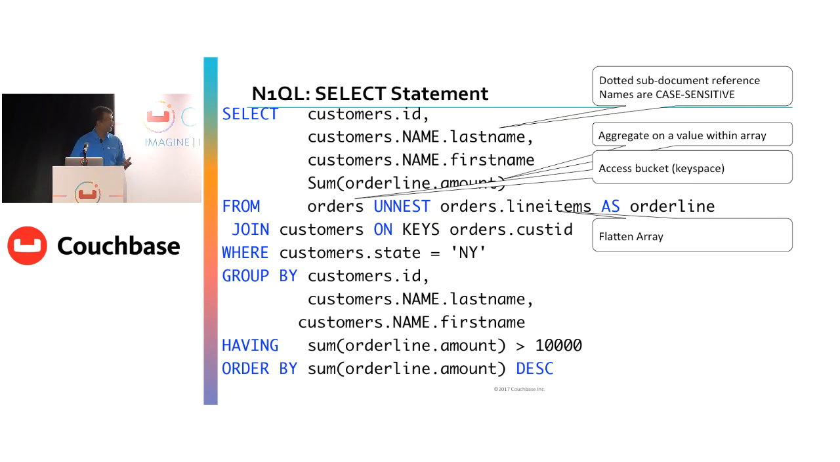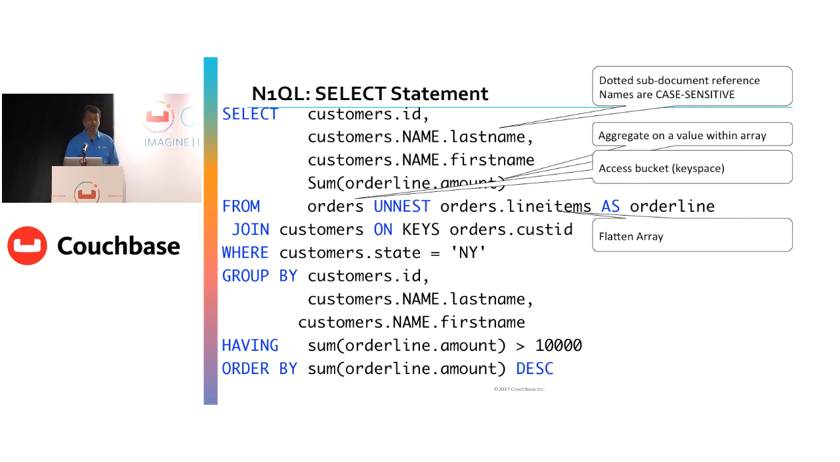Projection looks and feels like SQL, and you can have scalar expressions or aggregate expressions in your projection list. In the from clause, you have from orders unnest line items. So with unnest, if you have an array, you can flatten the array so that you can do relational-like processing.